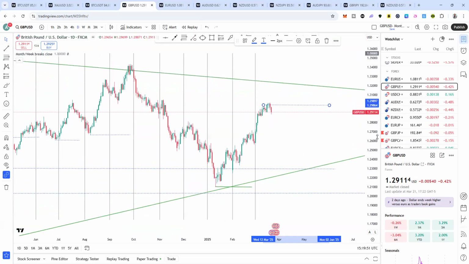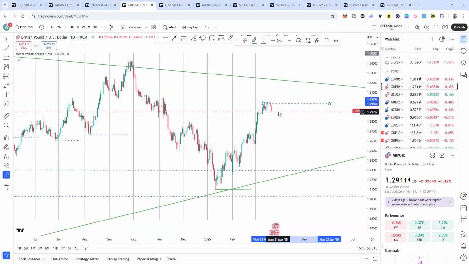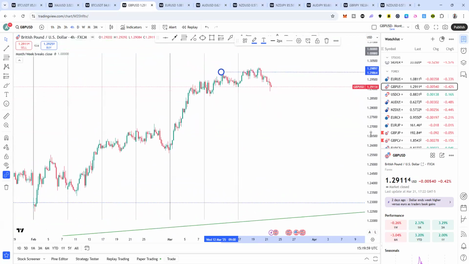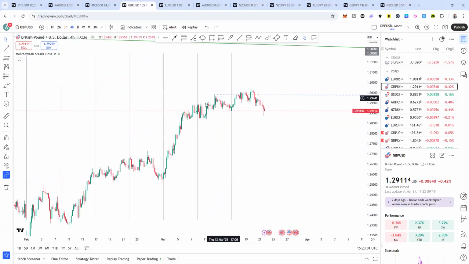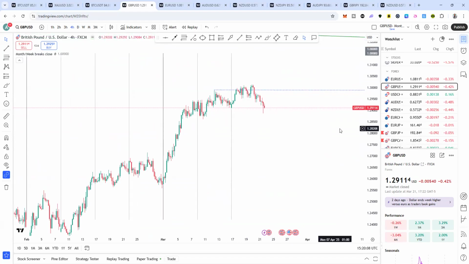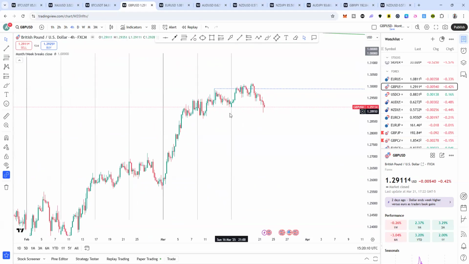So I'll be waiting for price to bottom properly before I start taking another buy on pounds. For now, I am sitting on my hands, but I'll be waiting for an opportunity to take a buy when I see price bottom properly. That's for pounds. Same thing with Euro USD.